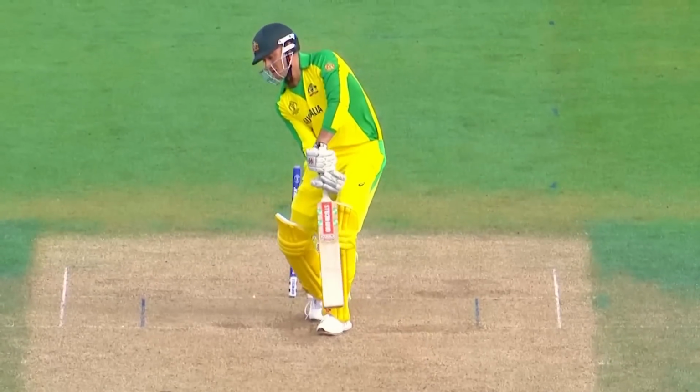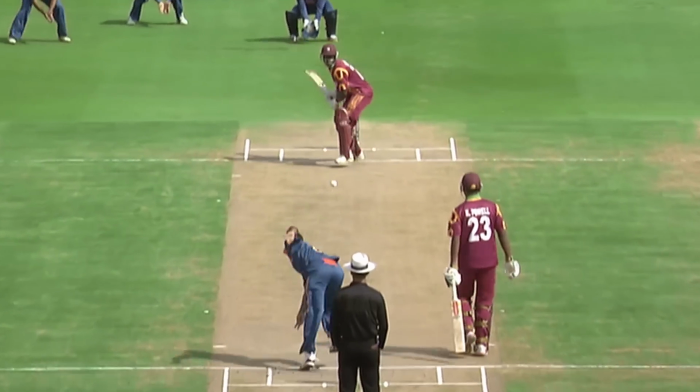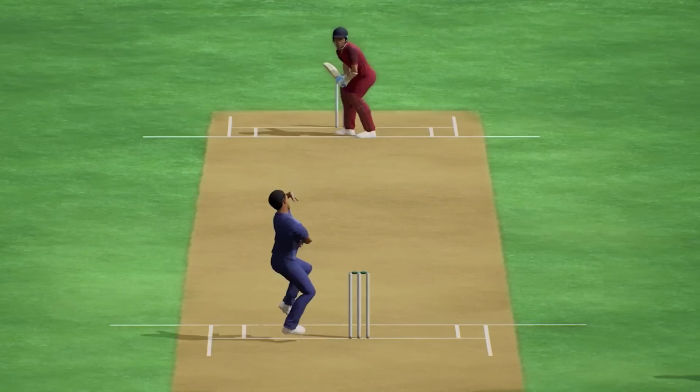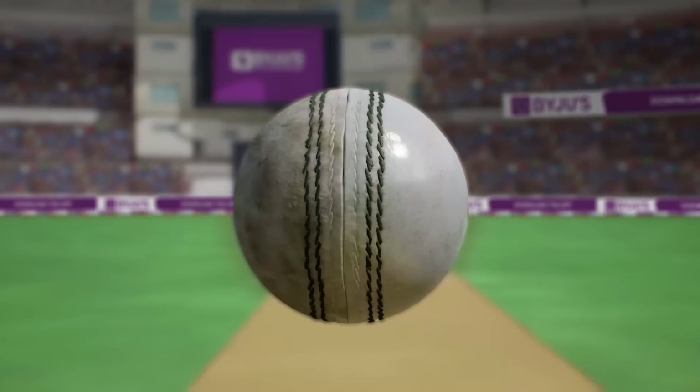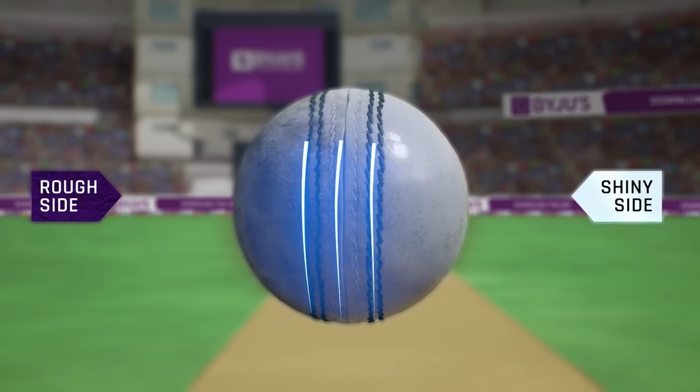So what is the science of swing that keeps the batter guessing and even inspires alliterative headlines? Let's take a closer look. One side of the cricket ball is shiny, the other side is rough, and the seam is up straight.